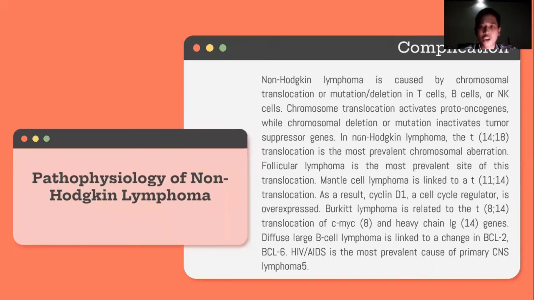The next is the pathophysiology of non-Hodgkin lymphoma. Non-Hodgkin lymphoma arises either from B cells, T cells, or natural killer cells due to chromosomal translocation, mutation, or deletion. Proto-oncogenes are activated by chromosomal translocation, and tumor suppressor genes are inactivated by chromosomal deletion or mutation. The translocation of chromosomes 14 and 18 is the most common chromosomal abnormality in non-Hodgkin lymphoma.